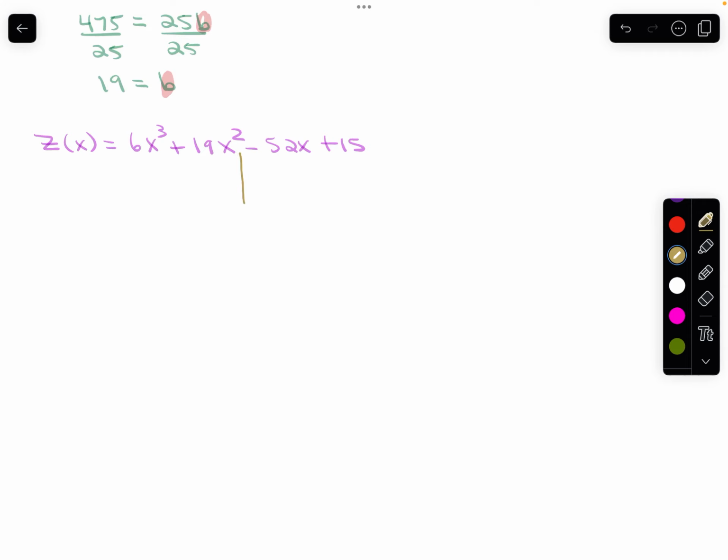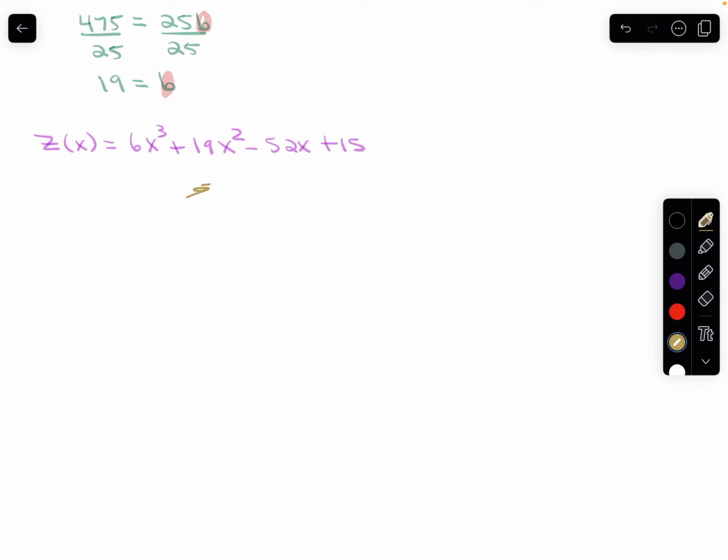Could we factor this by grouping? If I thought I could, I'm going to try it. I could take out an x squared, and this would be 6x plus 19. And then here, it doesn't look like they have anything in common. So I could only take out a -1, and then this would be 52x minus 15. I'd fail with factoring by grouping there. So that's not going to work even though we do have 4 terms.